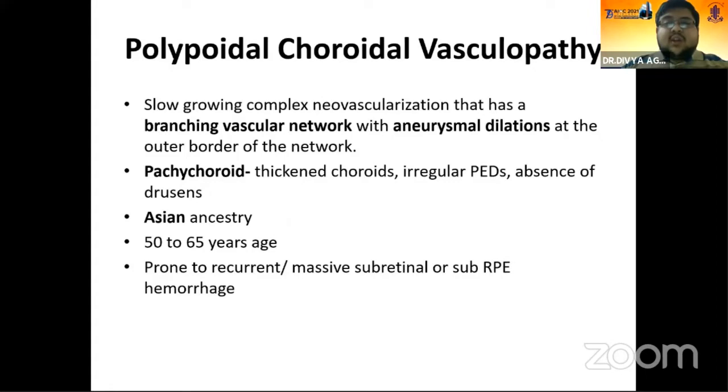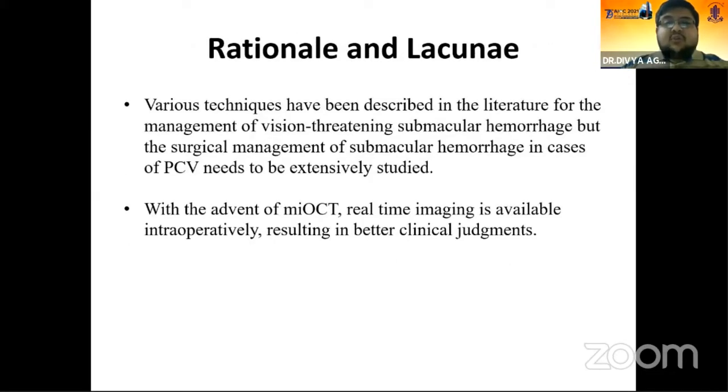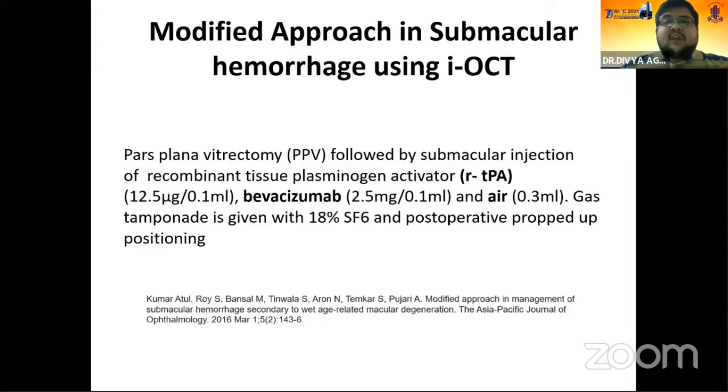And so we know that in PCV, it's more common in Asian ancestry as compared to AMD, and we have seen more of PCV eyes in our setup, and these are very prone to recurrent and massive subretinal and sub-RPE hemorrhage. So we tried to conduct this study because various techniques have been described in the literature for the management of submacular hemorrhage, but the surgical management in PCV eyes needs to be extensively studied. And with the advent of microscope integrated intraoperative optical coherence tomography, real-time imaging is available, which can result in better clinical judgments. So we've actually modified the previous techniques of subretinal TPA injection.